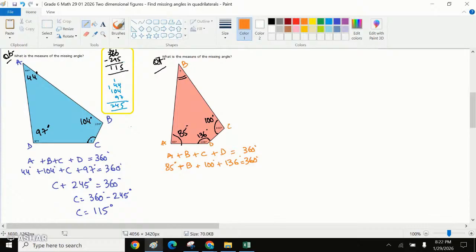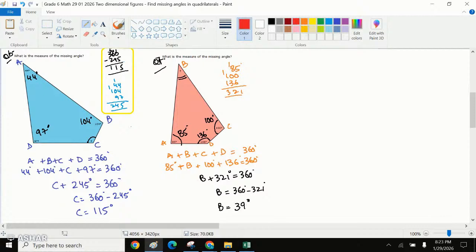Let's do it together. 85 plus 100 plus 136: 11, we carry 1. 8 plus 4 is 12, plus 1, 321. So I can say B plus 321 should be equal to 360. Let me complete it. 360 minus 321. 360 minus 320 is 40, minus 1. B comes out to be 39 degrees.